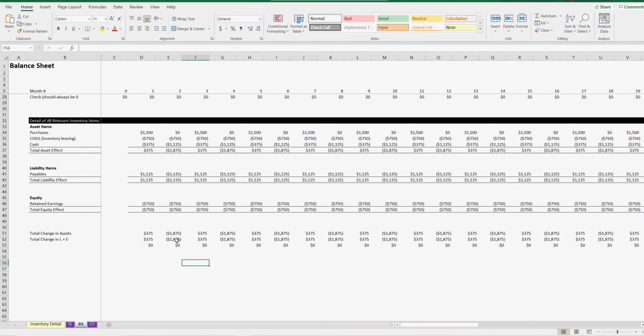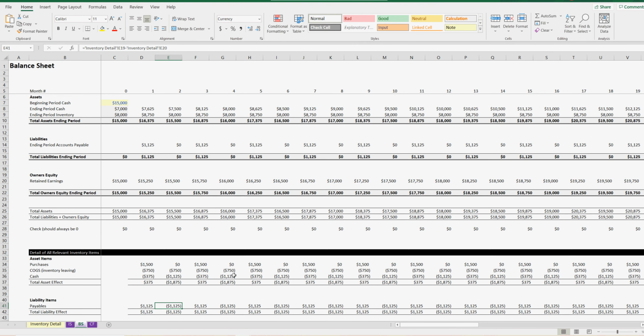So yeah, now you can see that the actual total change in assets is down 1875 in month two, and the total change in liabilities and equities is negative 1875 here, and it still balances, which it should because cash goes down, this goes down, these balance out because these have to equal. Okay, so there you go.